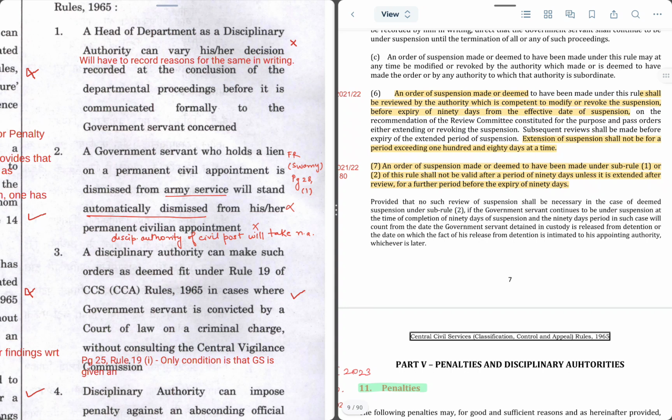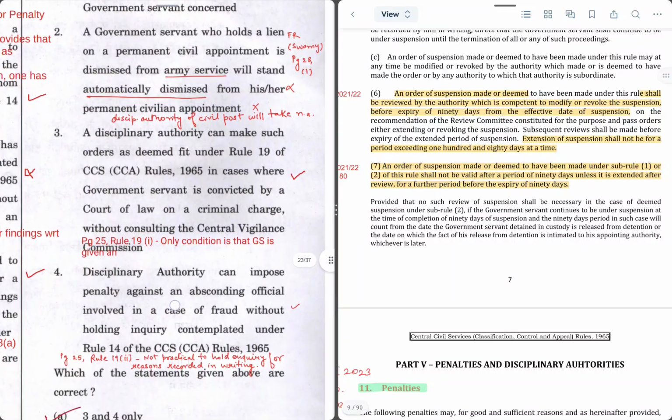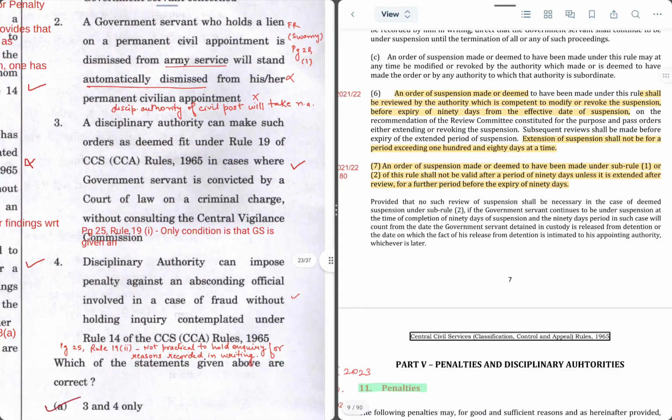This is wrong. He cannot be dismissed automatically in this case. Disciplinary authority of civil post will take necessary action. आर्मी सर्विस से डिसमिस हुआ, सिविल पोस्ट की जो कंसर्न अथॉरिटी है, डिसिप्लिनरी अथॉरिटी है, वो एक्शन लेगी एंड एक्ट करेगी. सो स्टेटमेंट 3 वी आर सॉल्विंग.